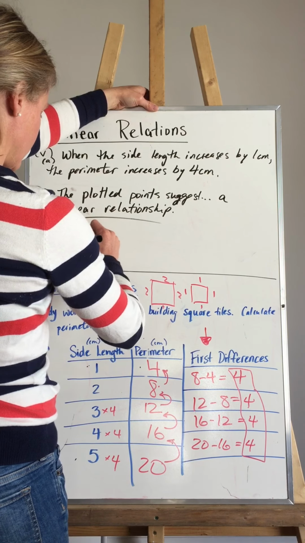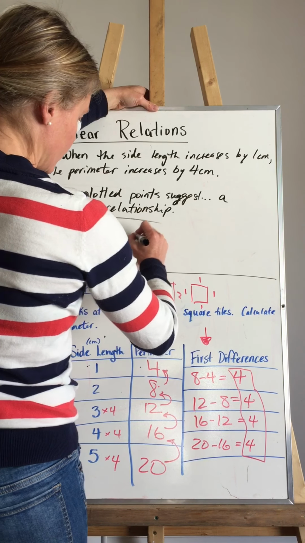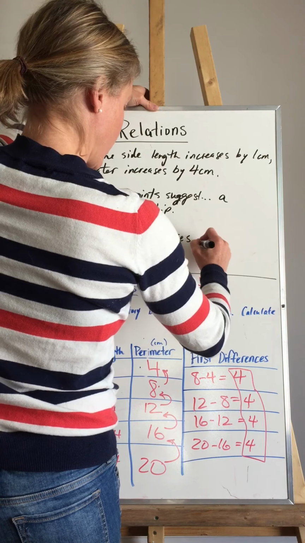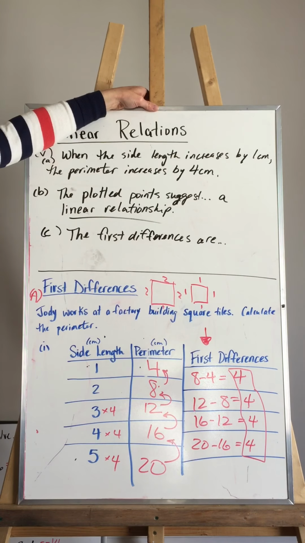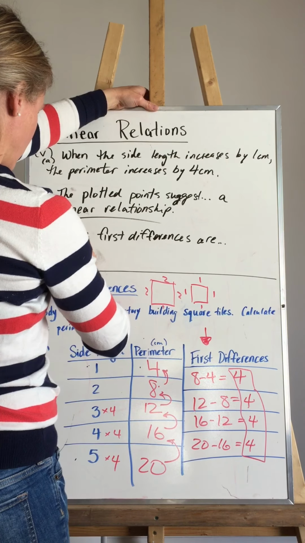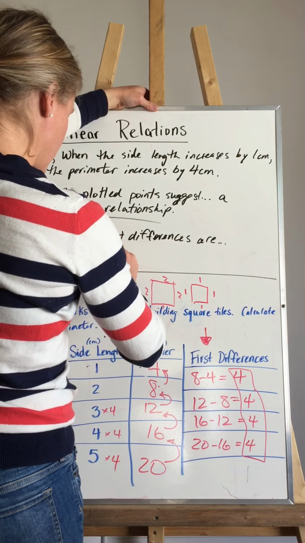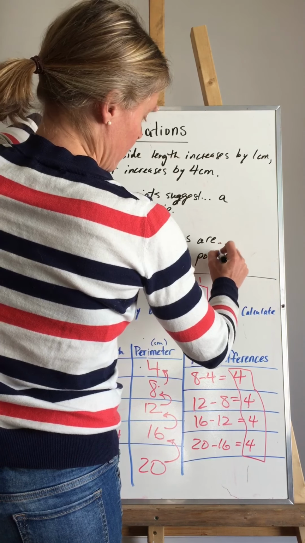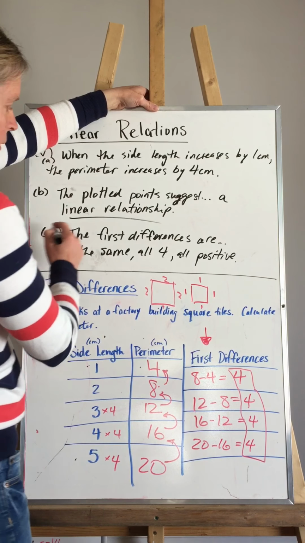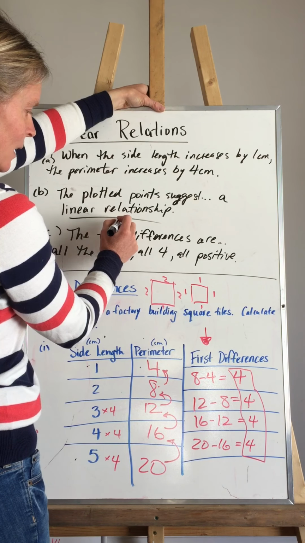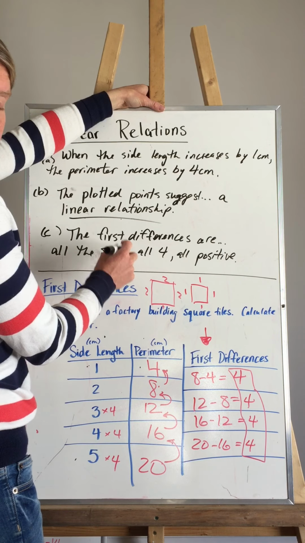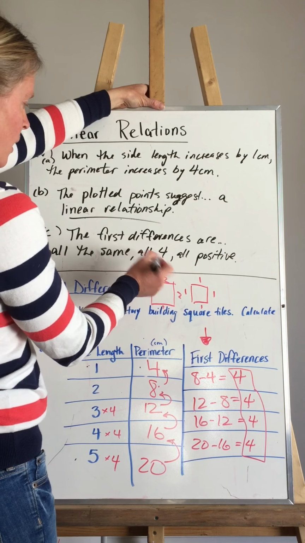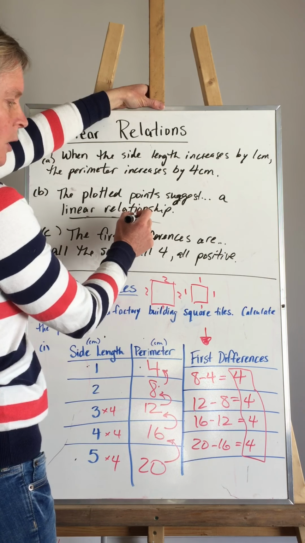And the last question for the first example says the first differences are dot, dot, dot. You could say a few things. The first differences are all the same. Okay, they're all the same. They're all 4. They're all positive. Basically this is getting you to see that if I have a straight line, my first differences are going to be the same. That's kind of a rule. So the first differences are all the same. First differences are all 4. If you have the first differences all the same, you have a linear relationship.